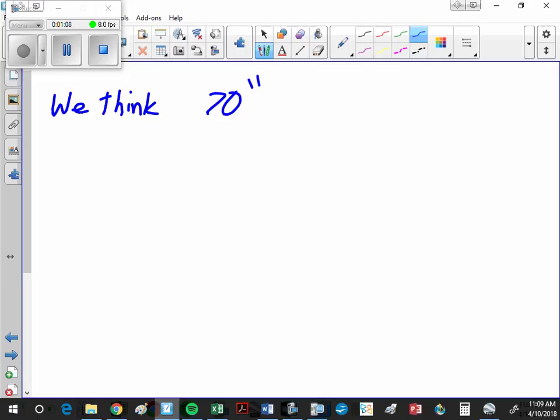Let's say that we measure and we get an X bar, an average, of 71.5. It could totally be biased because of lots of things. And let's say the SD is 3 inches.